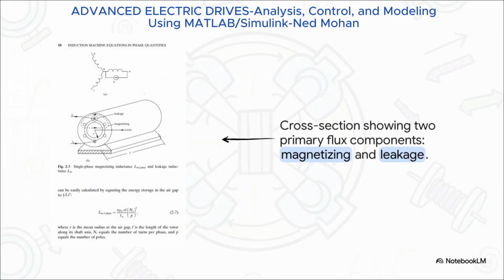Okay, take a look at this. This is the physical reality we need to model. When we push current through that phase A winding, it creates a magnetic field. But look closely here. That magnetic flux doesn't just take one single path. It actually splits. And really understanding these two different paths, that's the key to this entire model.